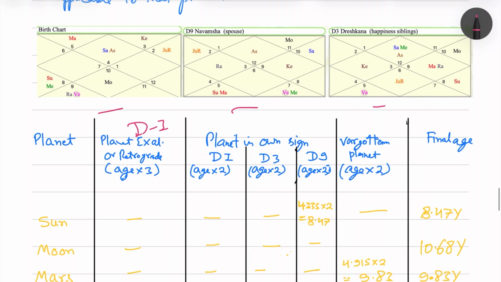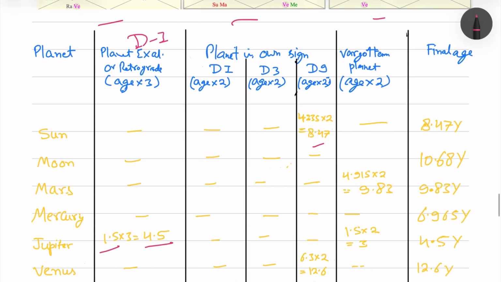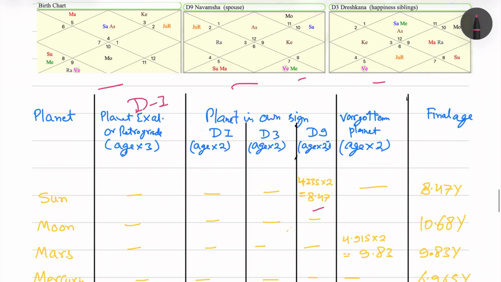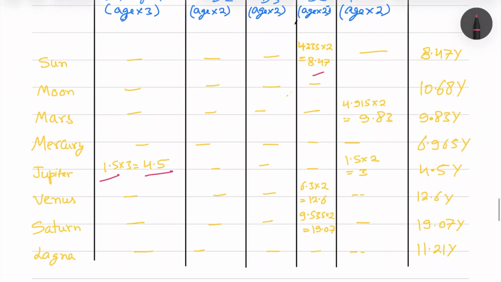Now we'll check planet in own sign for D1, D3 and D9. D1, none of the planet is in own sign. D3 also, none of the planet is in own sign. And D9. In D9, Sun is in own sign, so we multiply its age into 2. Moon is not, and now Venus is in own sign in D9. So we multiply Venus 6.3 into 2 is 12.6.